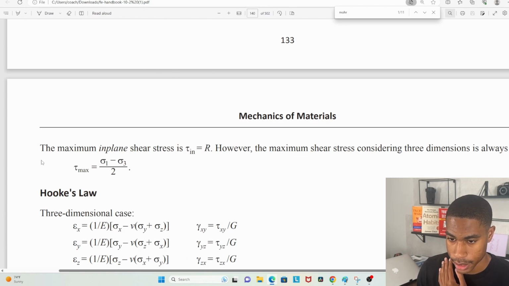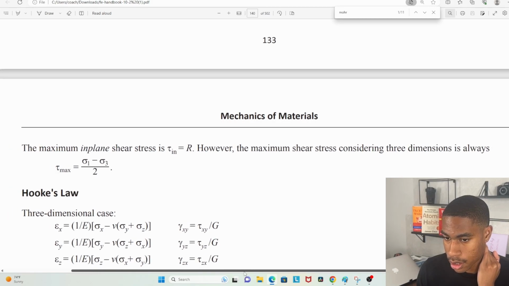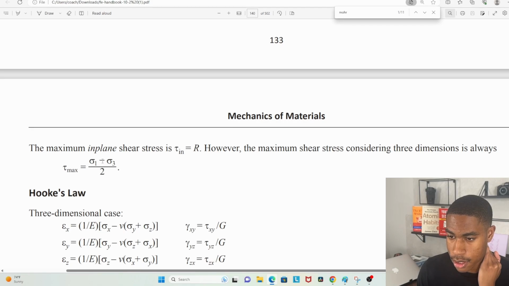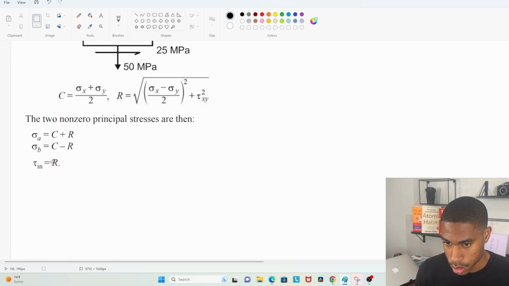All right, and I'm just going to take another screenshot. It says the maximum in-plane shear stress, tau max, is equal to R. So I know if I have R, then I have the maximum shear stress. This also says that if we're working with 3 dimensions, then we're going to need some different units, but we're not working with 3 dimensions. So I'm going to come down here and gather all of my important information, that way I have it side by side.